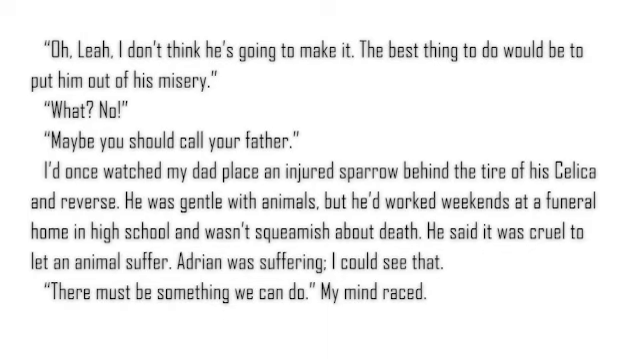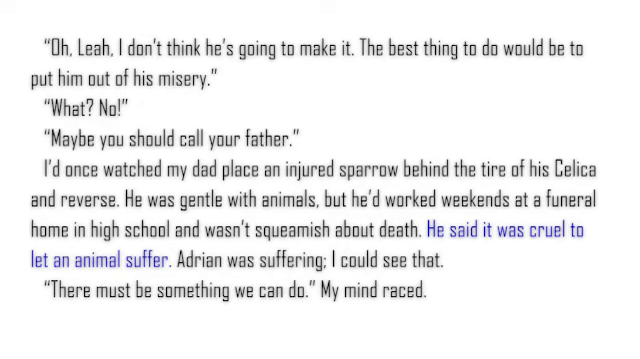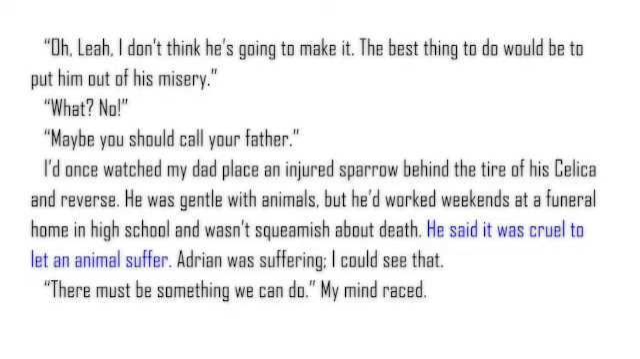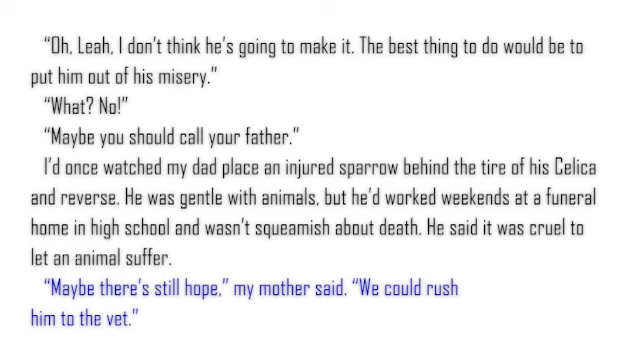There's no doctor in the flashback, so it's obvious to your reader that we're immediately back to the main storyline. This technique also could have worked in Where You End and I Begin. The flashback ends with, he said it was cruel to let an animal suffer. So she could have added, this is not what she did, this is my example, I've made this up, the author could have ended by inserting a line of dialogue from her mother. Maybe there's still hope, my mother said. We could rush him to the vet. Because her mother wasn't in the flashback, it's immediately clear that we have come back to the main storyline.